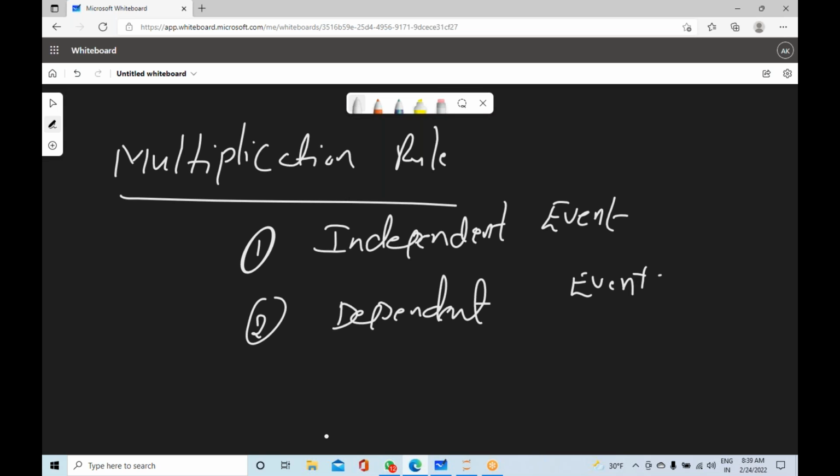So when you go with understanding the independent event, for example, we can take some example. The example is here: tossing a coin. Let me consider tossing the coin. So when you toss the coin, you might be getting the head or you might be getting the tail, right?